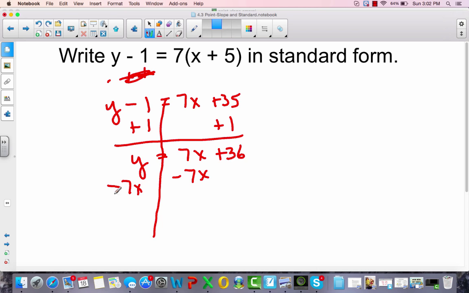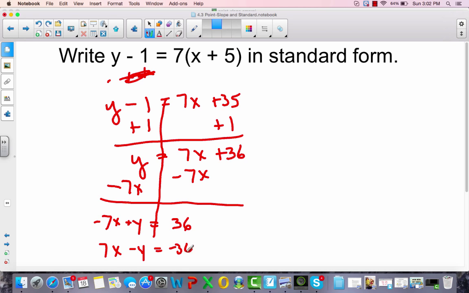Minus 7x. So that gives me negative 7x plus y equals 36. And we do have it in the right format. We do have just integers. But remember, I also told you that the a needs to be positive. So what we do is we change the sign of everything because we're multiplying everything by negative 1. So that gives us 7x minus y equals negative 36.